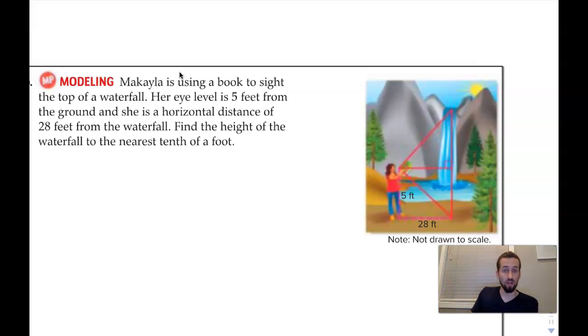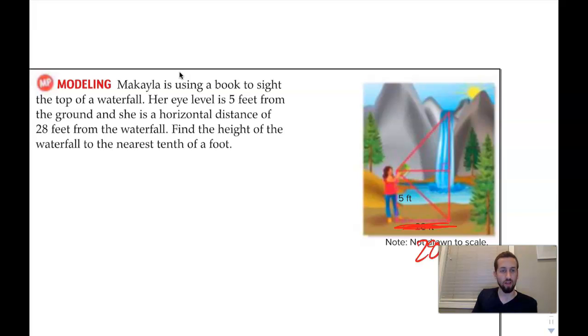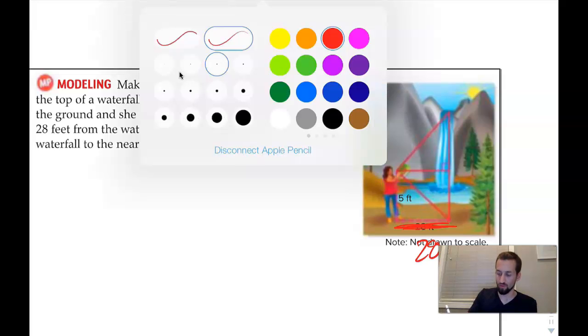Michaela's using a book to sight the top of the waterfall. Okay, so she knows it's 90-degree angles at the edge of the book, and the horizontal distance of the waterfall is 28 feet. So that's where you've got this horizontal distance away to the waterfall. So 28. Okay. And then find the height of the waterfall to the nearest foot. And so what they want is how tall the overall waterfall is.